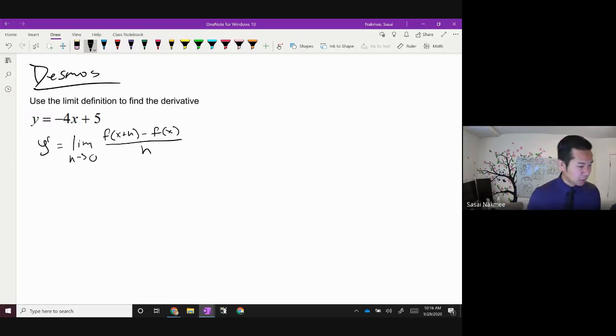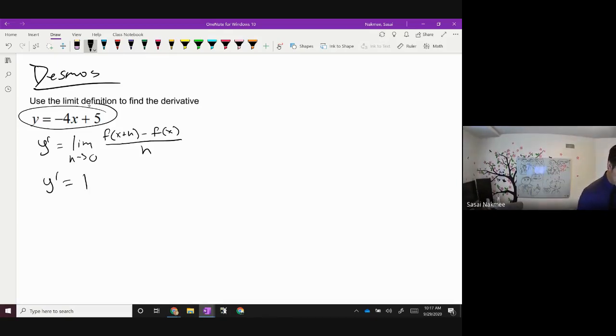The first thing I want from you is to replace the f of x plus h and the f of x with the function that we're working with. That's what I would write down for this next line: the limit as h approaches 0 of, and tell me what I should write there. We're not even going to do the algebra part. I just want you to set up this limit for me. Can you guys do that part first?